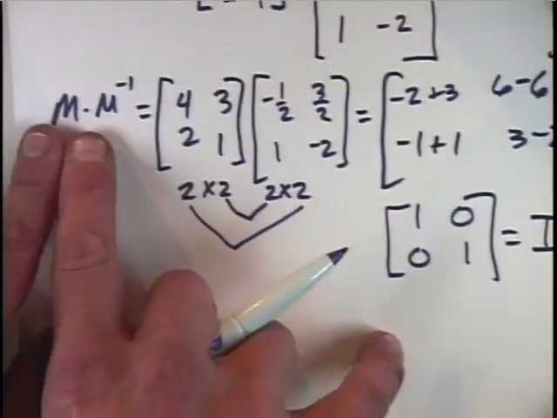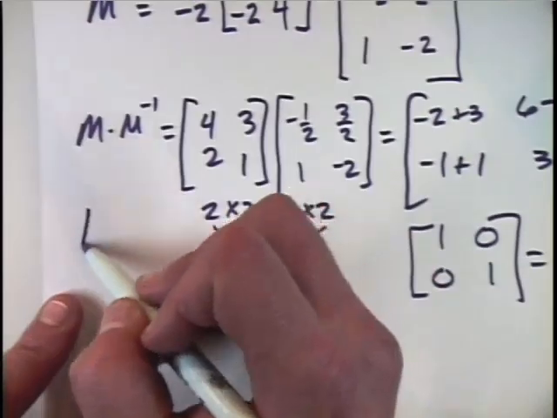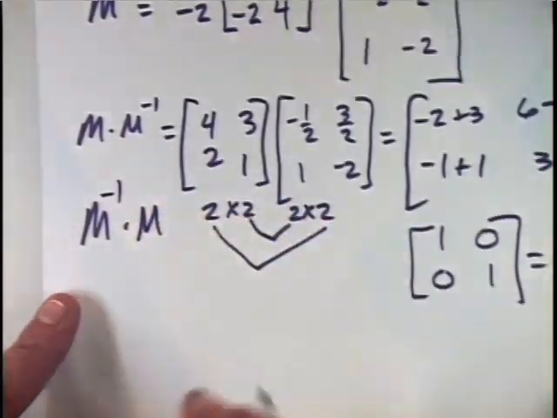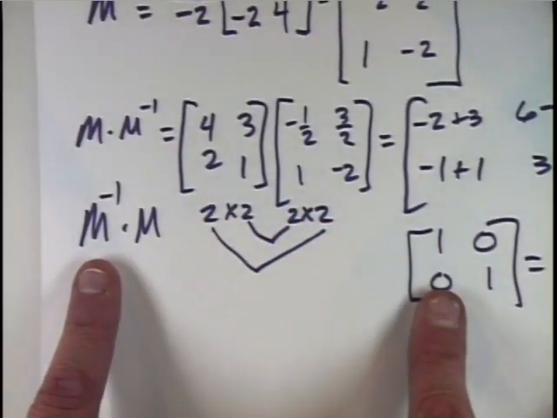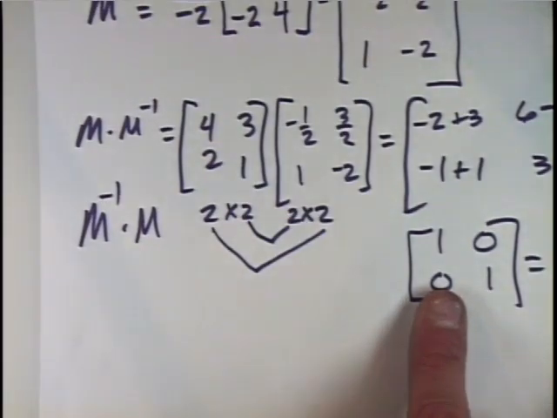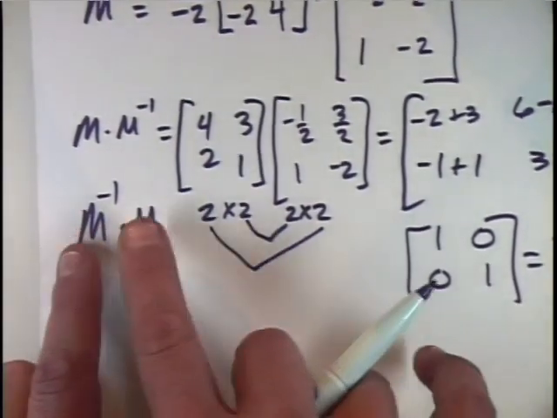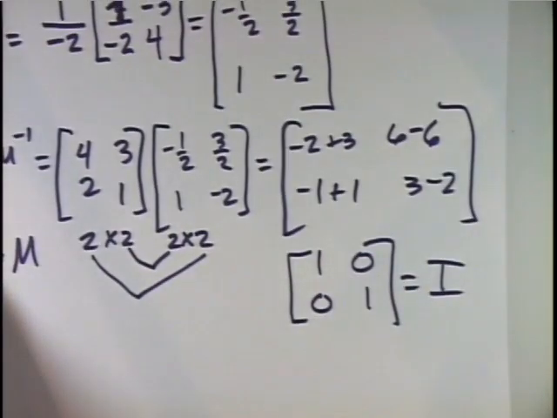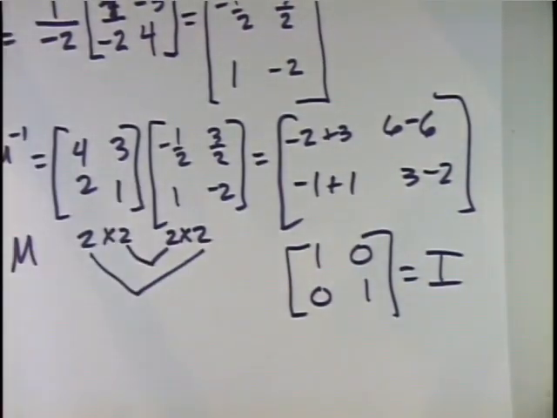Now, we don't have time, but you could verify at home that if you do m inverse times m, you actually commute it, you should get the same thing. So commutative matrix multiplication only works when they're inverses or one of them is the identity. In general, it doesn't work, though.